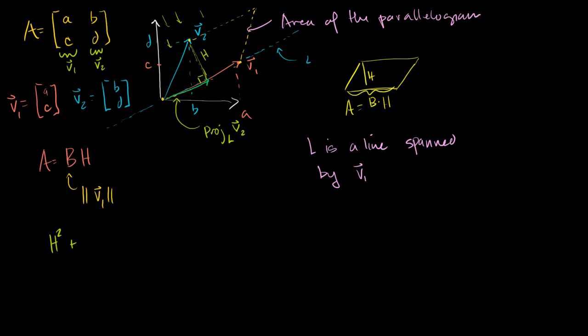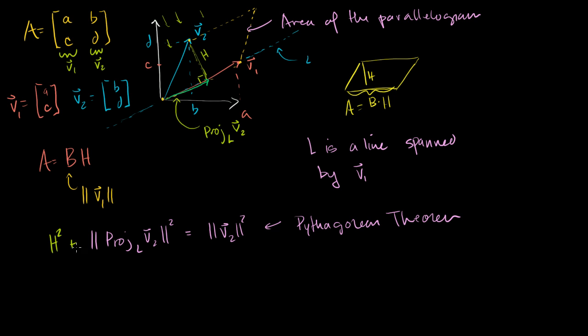So the length of the projection onto L of v2 squared, right? We're just doing the Pythagorean theorem. This squared plus this squared is going to equal that squared. It's going to be equal to the length of v2 squared. That's just the Pythagorean theorem. Nothing fancy there.